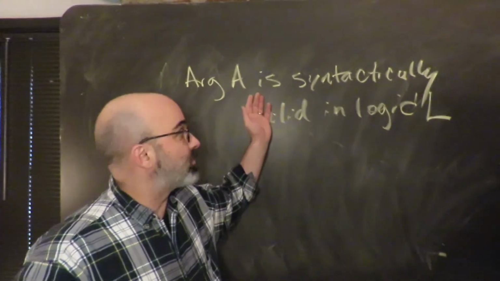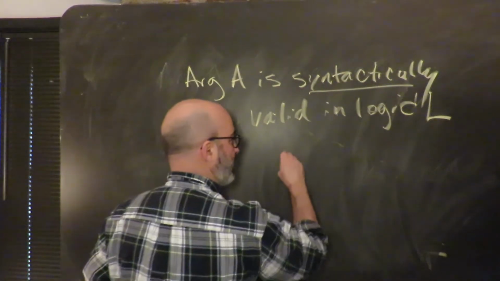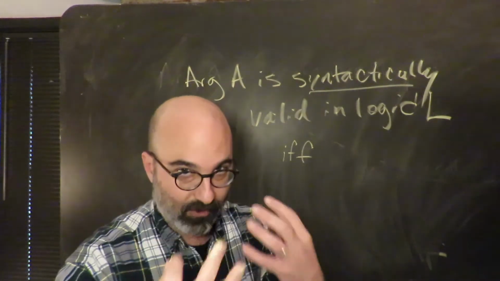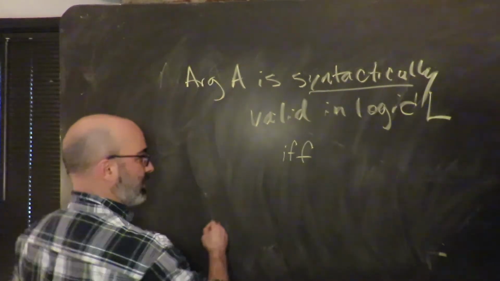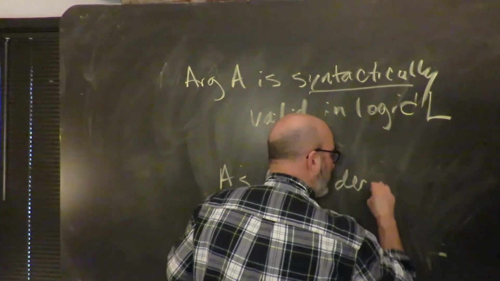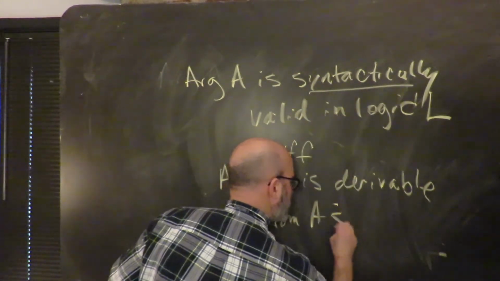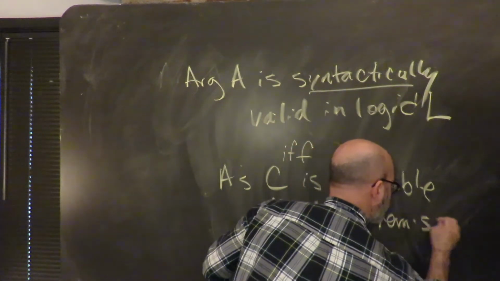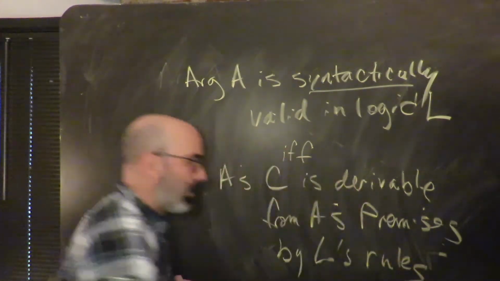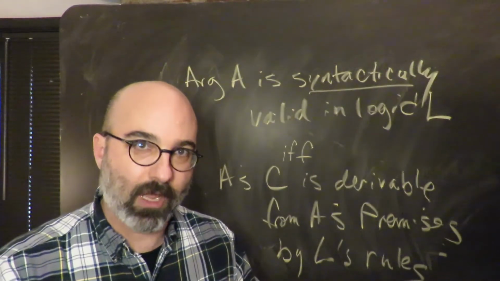An argument is syntactically valid in a logic, so far very similar to the other one, if and only if, and here's the next part, and this makes syntactic validity a very different kind of thing from semantic validity, A's conclusion is derivable from its premises according to a logic's rules.